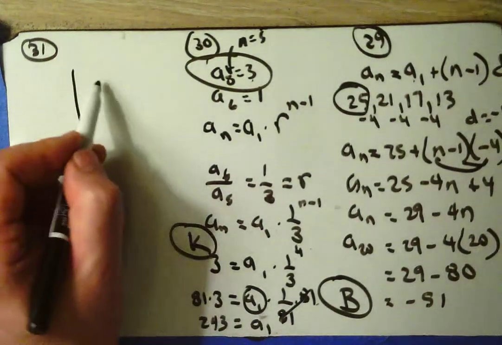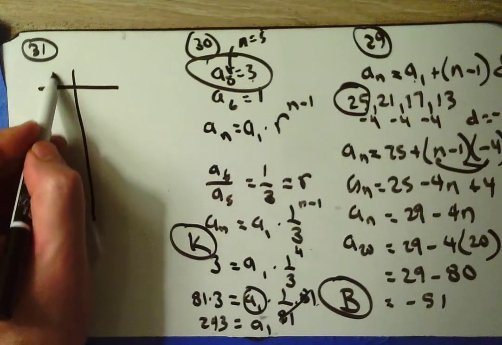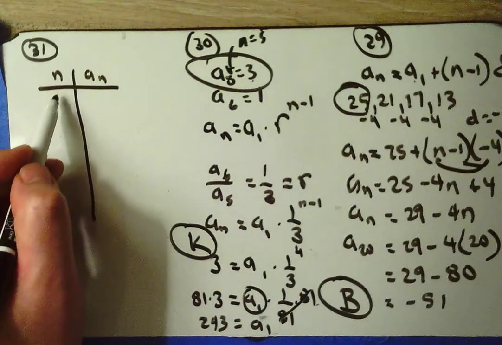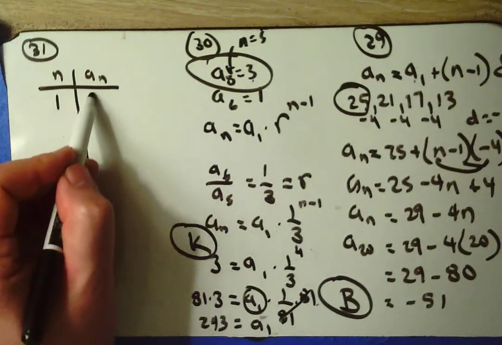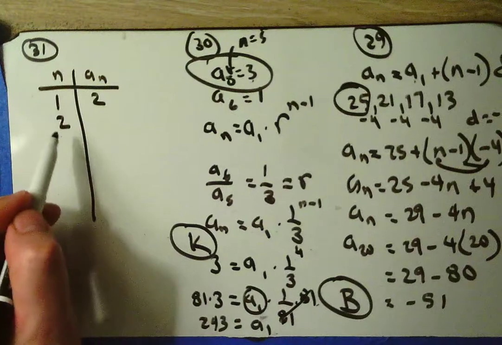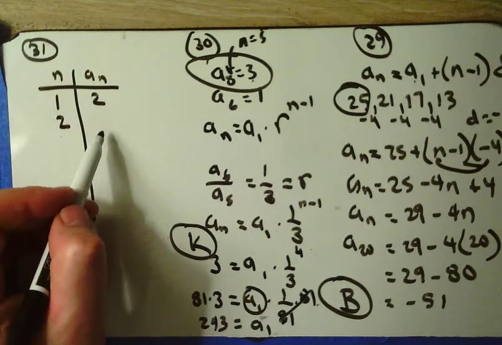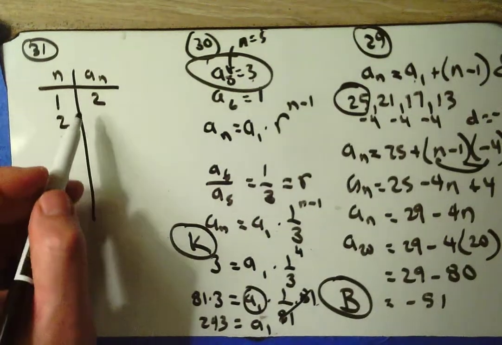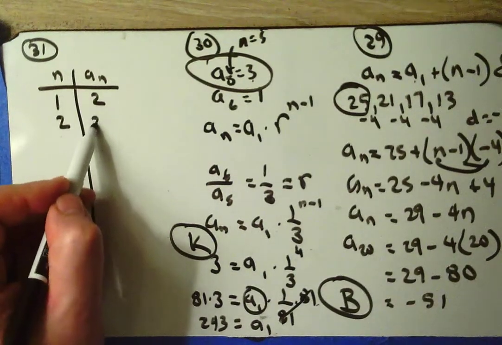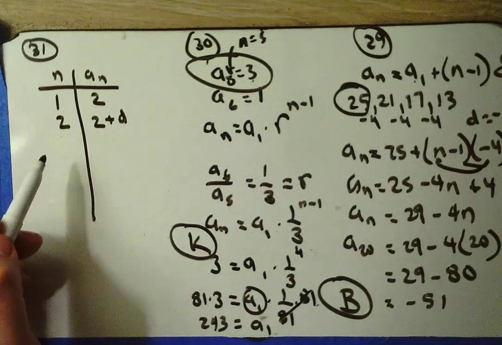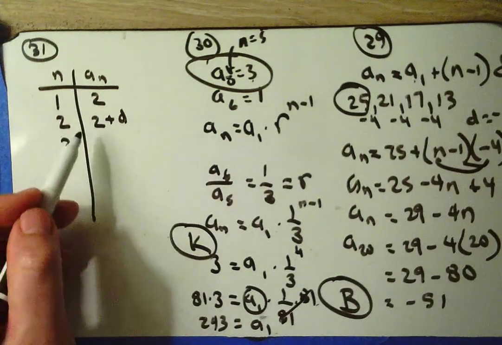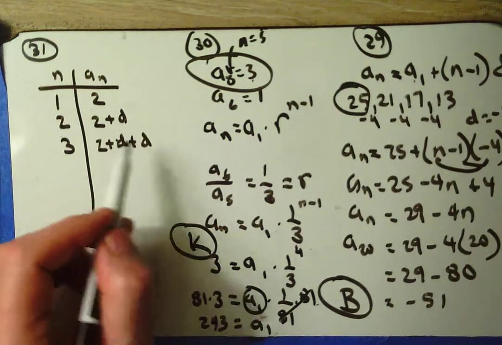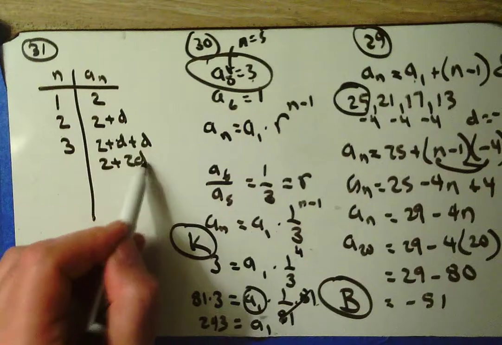So let's think about this for a moment. My n values here and my a sub n values here. They told us that the first term, the value was 2. And then for the second term, we went up by some amount. I don't know what that amount is, but I know that common difference is normally called d. So if I went up by d, I would have 2 plus d. My third term, I would go up another d, or 2 plus d plus d, or 2 plus 2d.